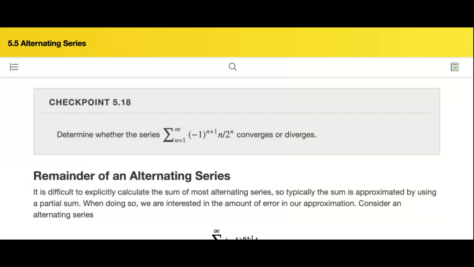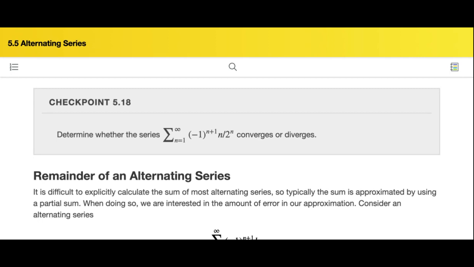So the n plus 1 term is less than or equal to the n term. So the first condition is met, right? The first condition needs the terms non-increasing. Second one, we'll take a limit. So we take the limit as n approaches infinity of n over 2 raised to n, right? As n approaches infinity, again.